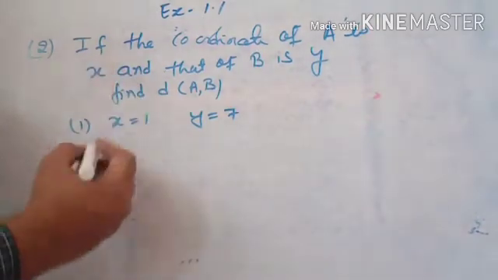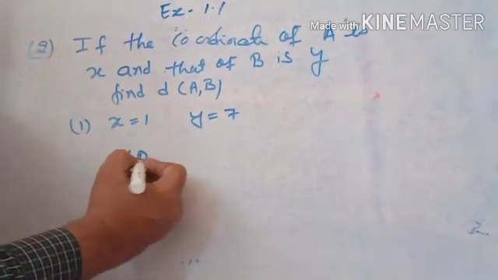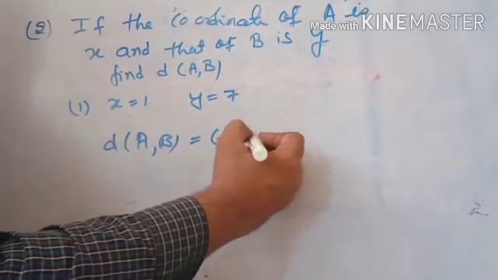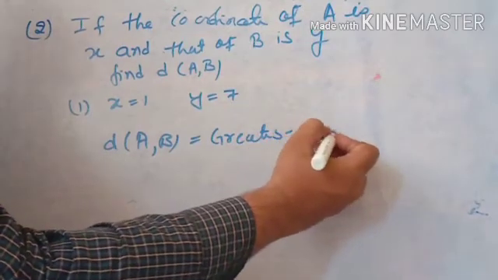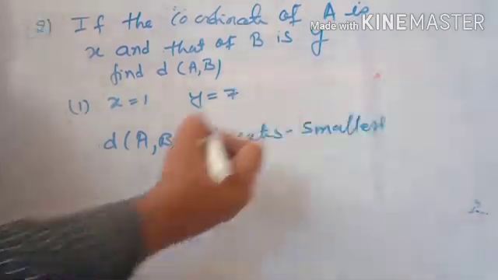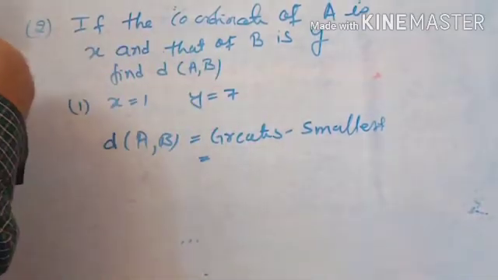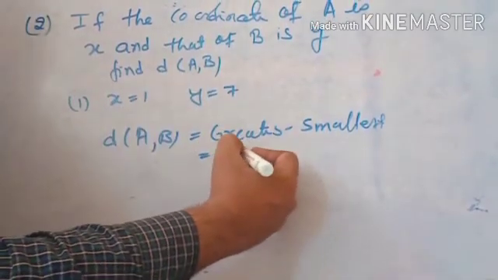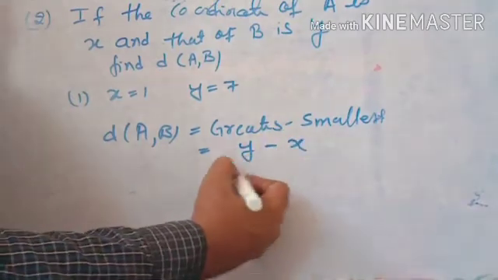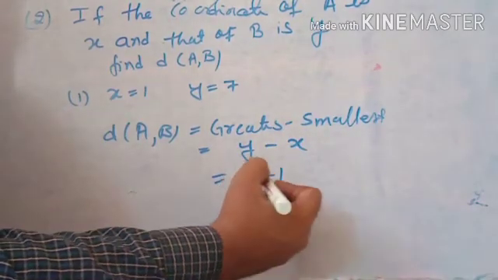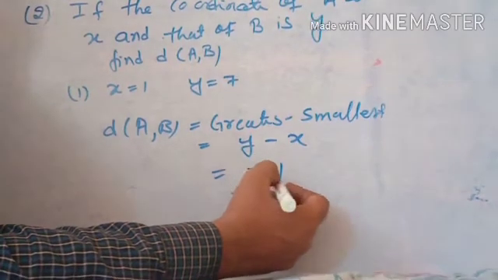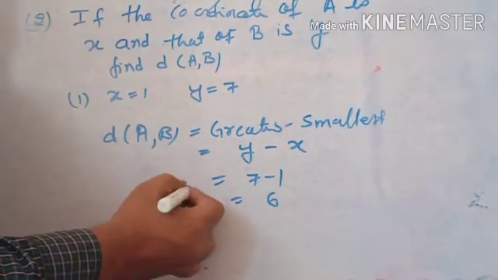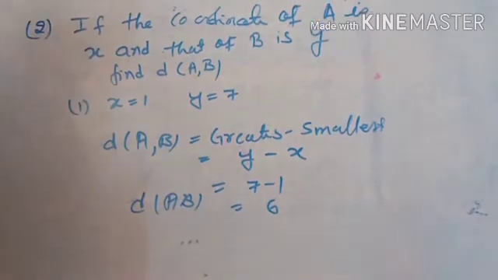Distance AB is equal to greatest coordinate minus smallest coordinate. In this question, which coordinate is greatest? 7 is greatest and this one is the smallest. That means y minus x, that means 7 minus 1. What is that? 6. Distance AB is equal to 6.